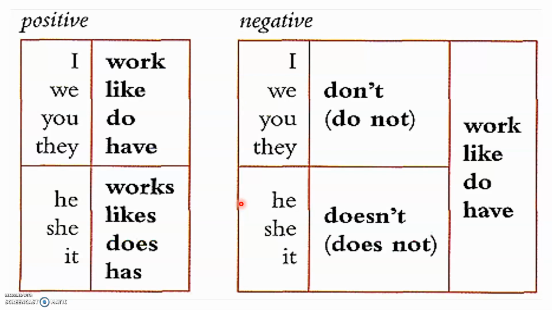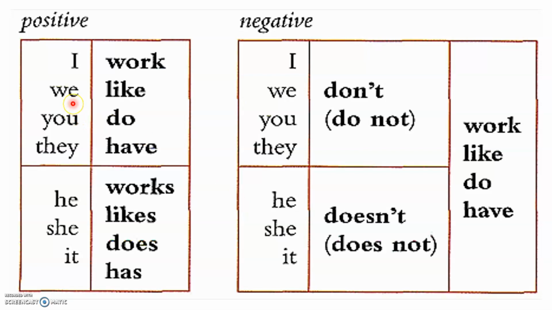So let's make a quick revision for the simple present tense. First of all, we use the simple present tense if we are talking about repeated actions or facts, things that you do every day, every year, every month, for example. Also, we use it when we are talking about facts. How do we form the simple present tense?